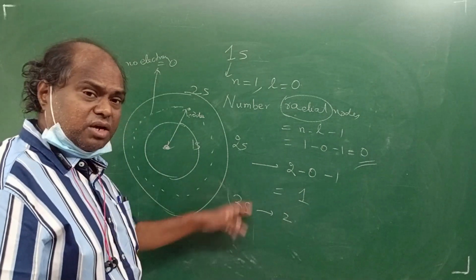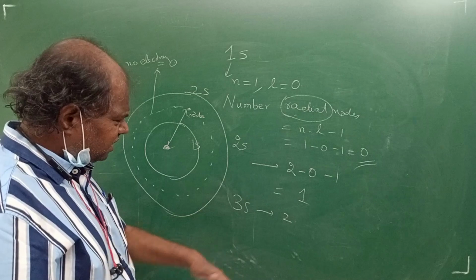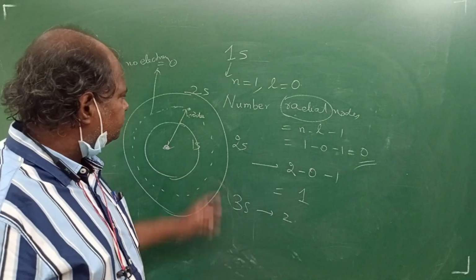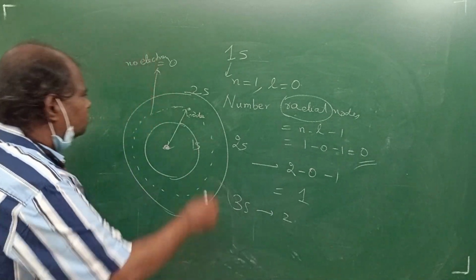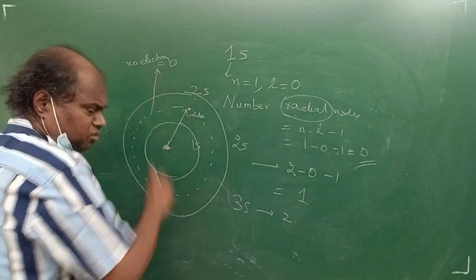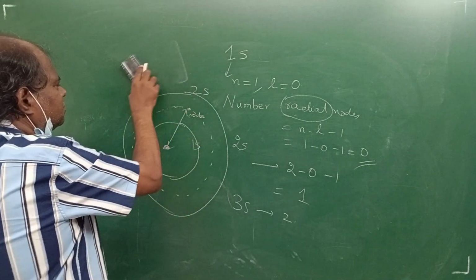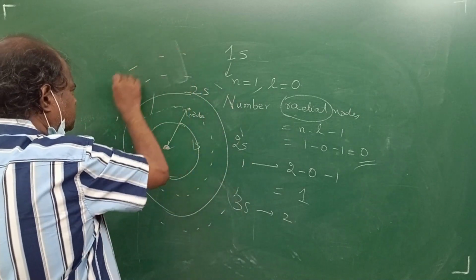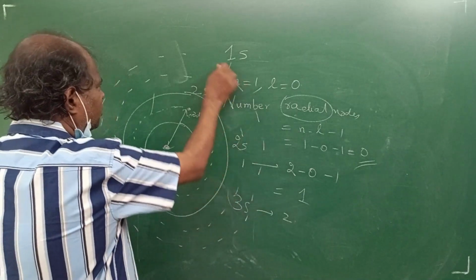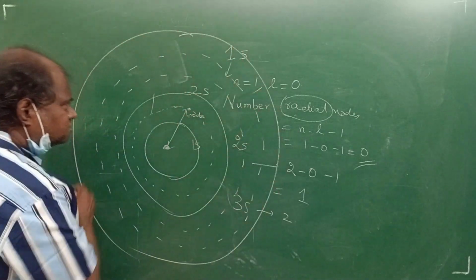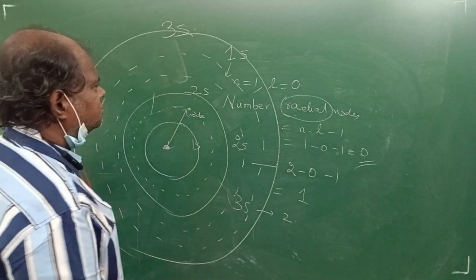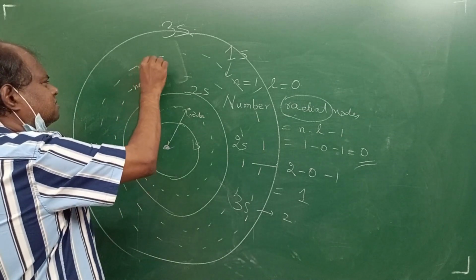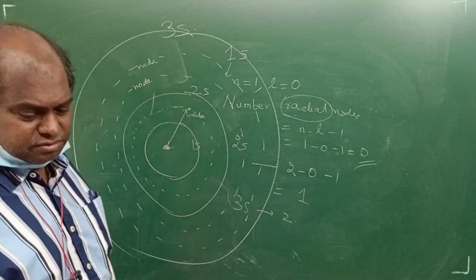For 3s, you will get two nodes. Like that it will keep increasing. 4s, you can draw that also. For 3s you will get two nodes. So after this, two nodes will come. I can draw it like this: a node here, another node here, and then you will get the 3s orbital. Are you clear? So it looks something like this. You will get a node here, this is also a node, and 3s will come after that.